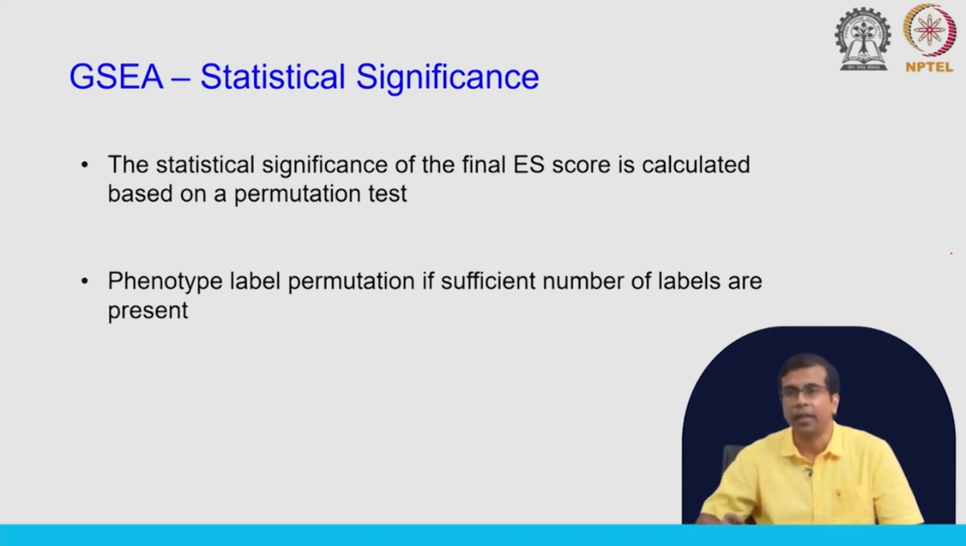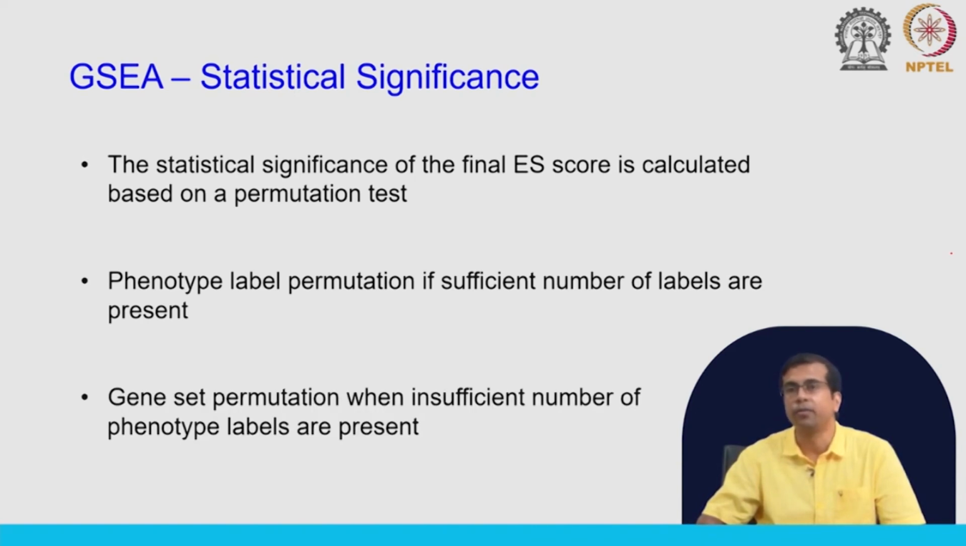So, it does not make any sense to do this permutation if you have only, let us say, 2, 3 labels. In that case, what you do is something called gene set permutation. When you do not have enough phenotype labels, you permute the gene sets that you are working with, keeping the size of the gene set the same. You do not change the size of the gene set. So, let us say in a gene set you have 15 genes, you keep the size the same, but you permute the genes, and then again calculate the enrichment score.